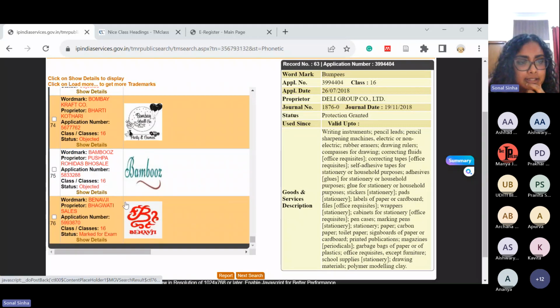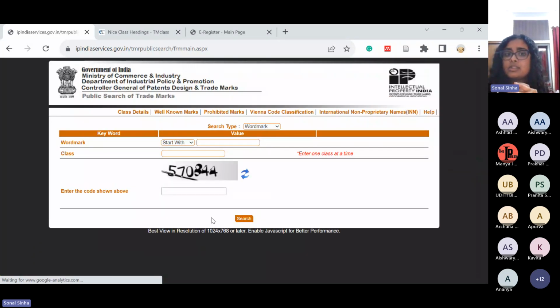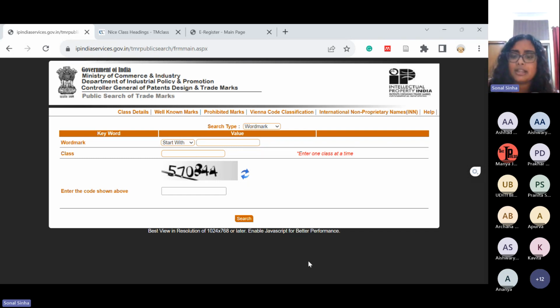I don't think there's anything else that's a problem. So yeah, for this client, my advice would be that this is a very safe mark to do. I would mention these two phonetic marks or maybe the bumpies mark, but the chances of that being a threat are very low. So we don't need to be that worried about it. And if in case in future something comes up, we can very easily deal with it.